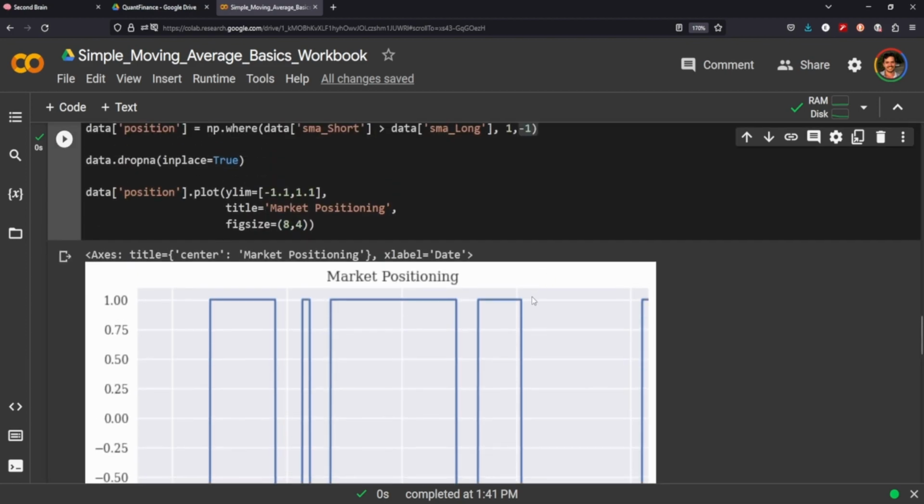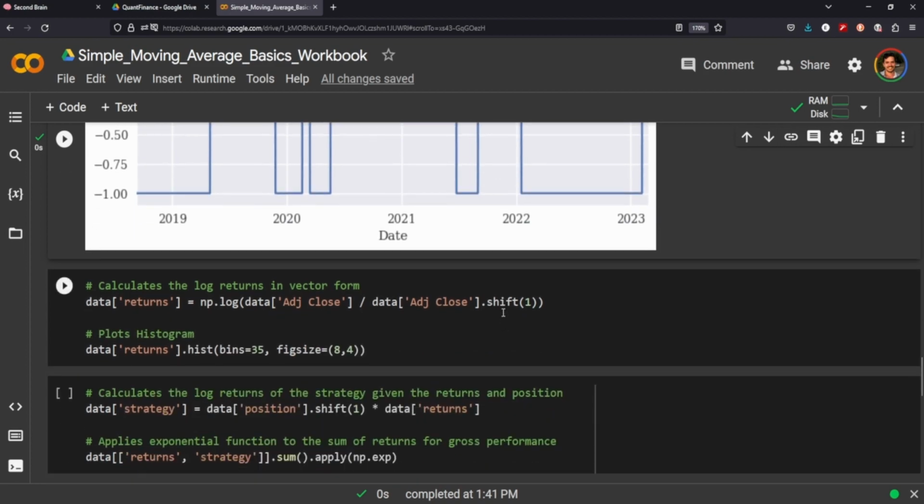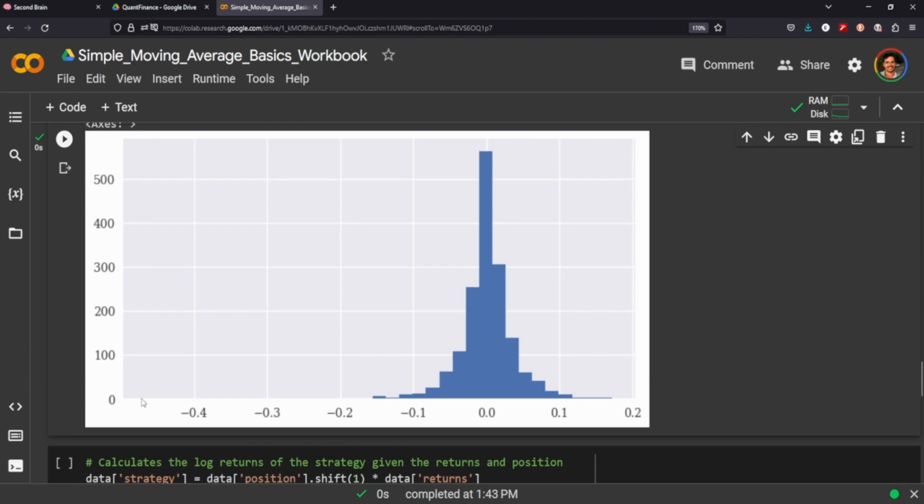Okay, so that's basically it. This is our visualization. We've put in our positions and our moving averages data, but now we need to calculate the log returns in vector form. We just create a returns column, and then we calculate the log of our adjusted close divided by the adjusted close shifted by 1, and we plot that as a histogram. You can see the fact that there are some negative returns is why there's so much room on this side, even though we can't see it. It looks like it's normalized around the 0 position here.